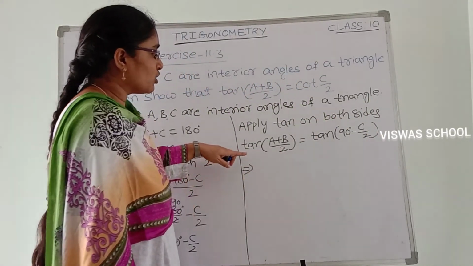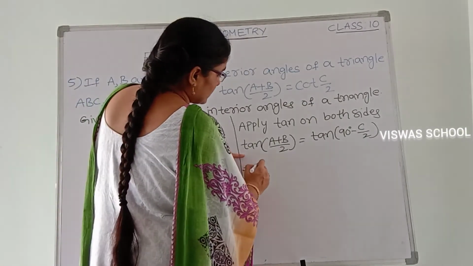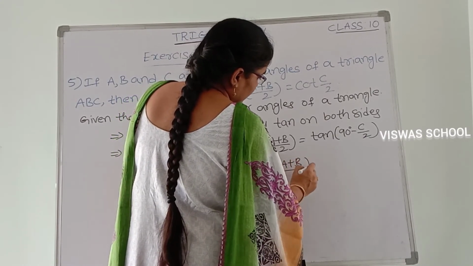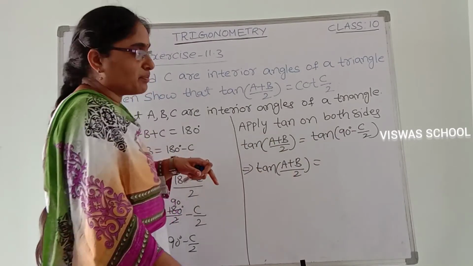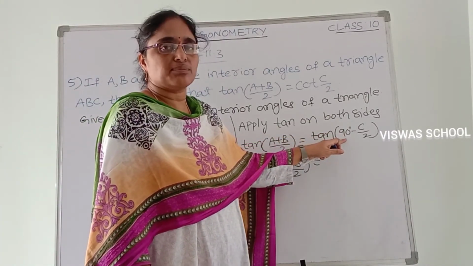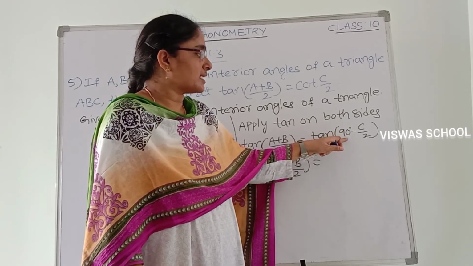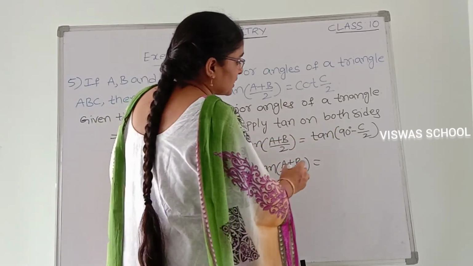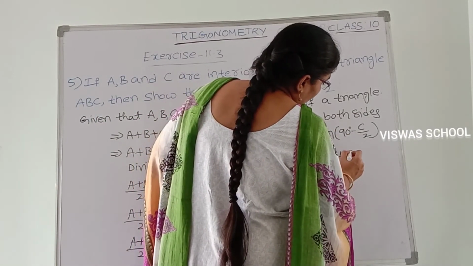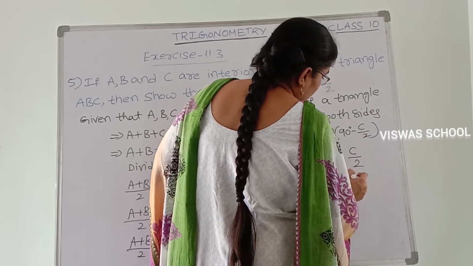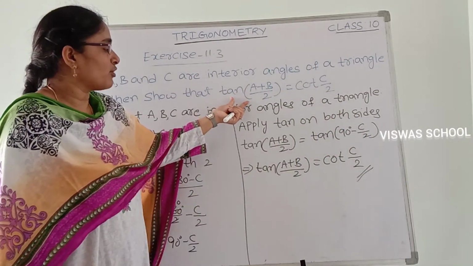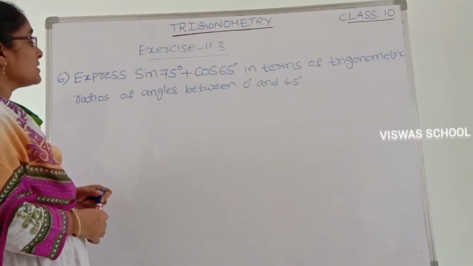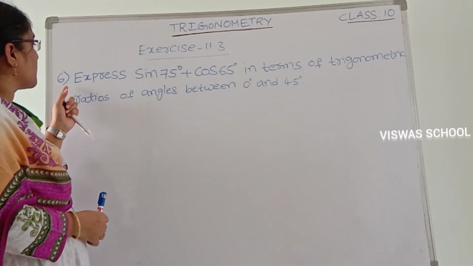From this, tan of (A plus B) by 2, write it as it is. And the RHS side, it is what? Tan of 90 minus C by 2. It is in the form of what? Tan of 90 minus theta. Tan of 90 minus theta equals what? Cot theta. In theta place the value is what? C by 2. That is cot C by 2. Write it as cot C by 2. See here, tan of (A plus B) by 2 equals cot C by 2. This one is proved.